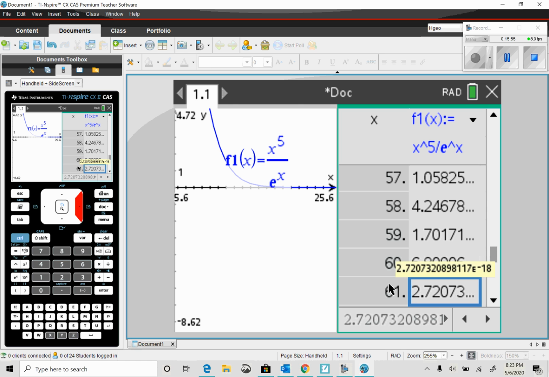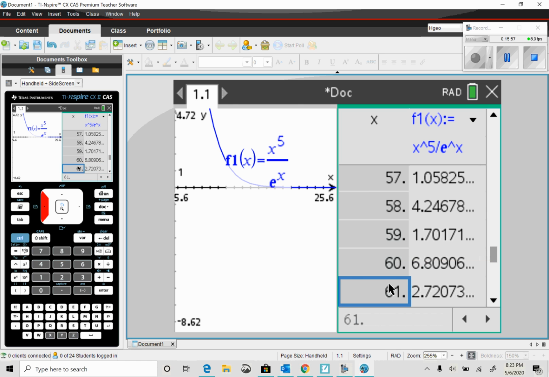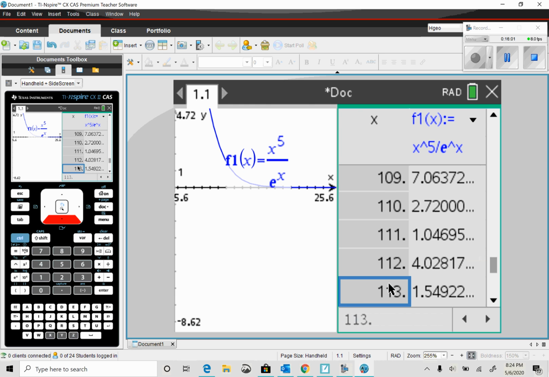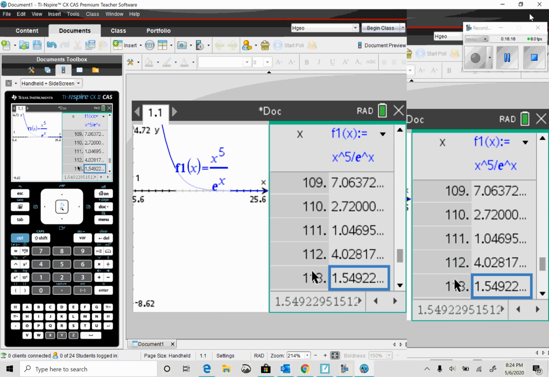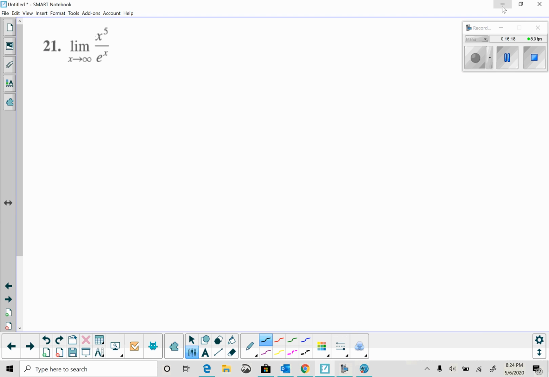These numbers have gotten so incredibly small that your calculator has decided to just switch over to scientific notation. So now it's 1.54922 times 10 to the negative 39th. So from the table and from the graph, I think we can agree here that this appears to be headed towards a nice zero.